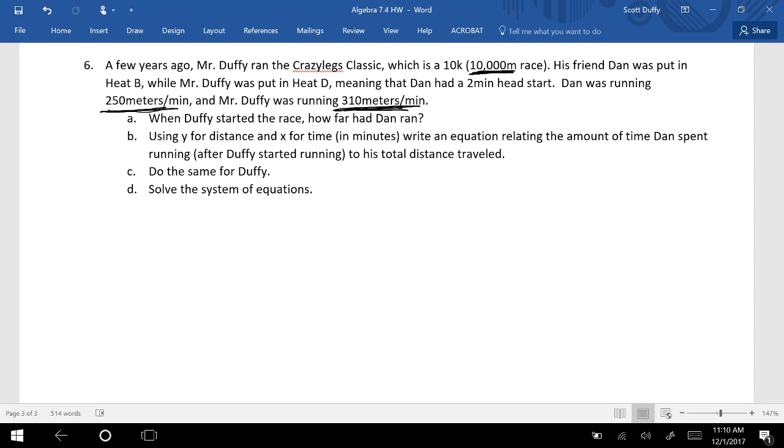He had a 2-minute head start, so you take the 2 minutes, multiply by his rate, or you can think of it this way: distance equals rate times time, right? His time was 2 minutes, and his rate was 250 meters per minute. So the distance, 250 times 2, was 500 meters in front of me. Now, using y for the distance and x for the time in minutes, write an equation relating the amount of time spent running after I had started running to his total distance.